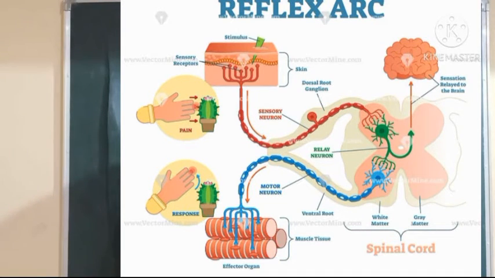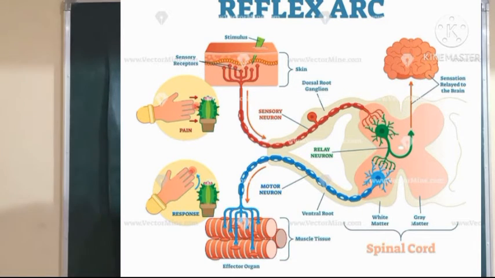So first, the stimulus is received by the sensory receptors. That means here in the diagram you can see in the finger the stimulus is received. Then the impulse is generated and carried along by the sensory neuron towards the spinal cord. Then the impulse travels through the spinal nerves towards the spinal cord. Then again, this impulse arrives at the nerve endings of the sensory neurons.